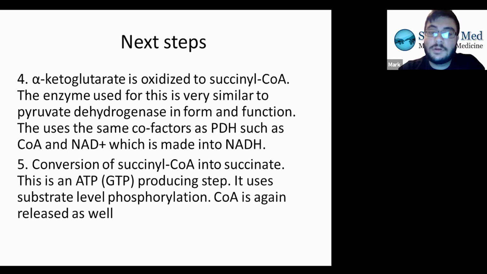Next, we want to convert succinyl CoA into succinate. This is an ATP or GTP producing step. This uses substrate level phosphorylation. So this means it takes the phosphate directly from the substrate, which in this case is succinyl CoA, and puts it on an ADP or GDP to make ATP or GTP. Right, and that's called substrate level phosphorylation.